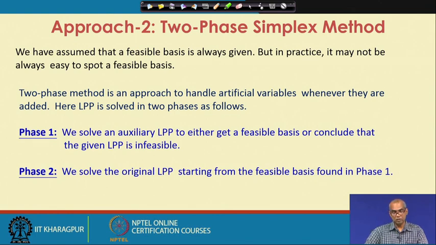In phase 1, if we do not get a solution to the auxiliary linear programming problem, we conclude that the original linear programming problem is infeasible, and we stop our algorithm here. Phase 2 will not be necessary then. But if we get a feasible basis in phase 1, we start phase 2 with this feasible basis and continue with the steps that we have demonstrated so far.